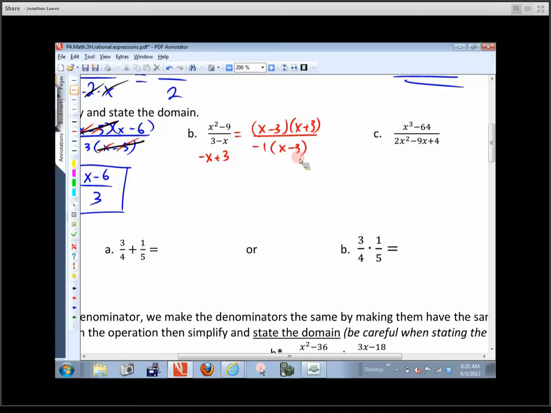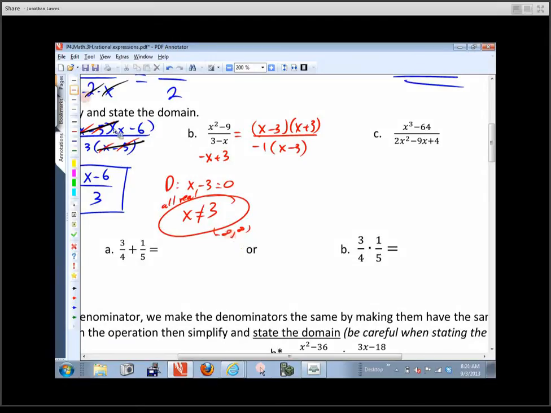Now, once it's factored, then let's figure out the domain. The domain is going to be anything where, well, let's see, we don't want x minus 3 to equal 0, so what number are we going to throw out? 3. Okay, there's the domain. Any number you want, you could say all reals, except x equals 3. You could say from negative infinity to infinity, except x equals 3.